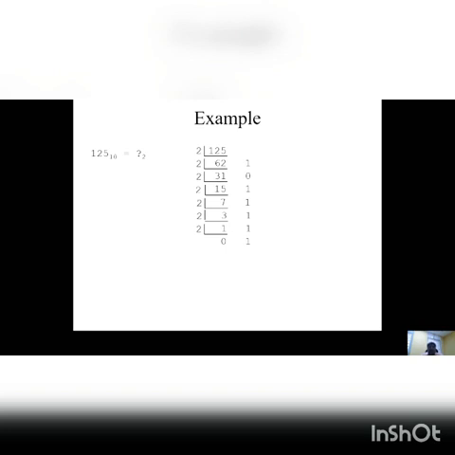Now we will write these remainders from the right side. So the answer that we get reading from the right side is 1111101.